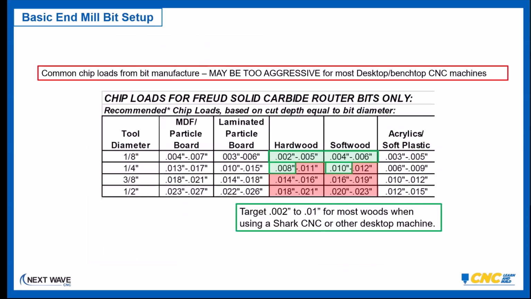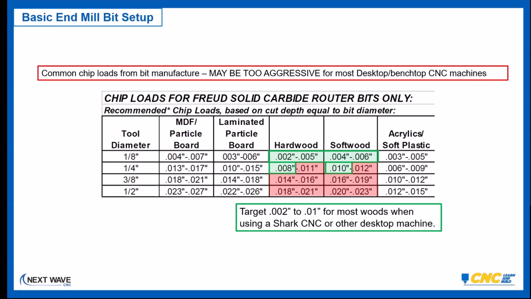Also, a bit of a word of caution: if you go out to some of the router bit manufacturers, you'll be able to get their recommended chip loads, and that's what's highlighted here in green and red in the middle. However, the reason I highlighted them green and red is you can see the green numbers are within the range of my recommended settings for a sharp tool or a benchtop tool. The red ones are pushing the limits or beyond.